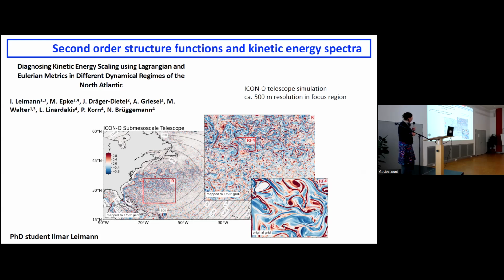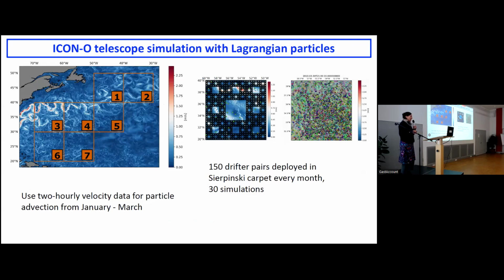And you can zoom in, and what's shown here is the Rossby number. This model was run for 3 months from the spin up, and it does not include tidal forcing, I should mention. Then we divided this simulation into 7 boxes from where spectra and structure functions were analyzed.